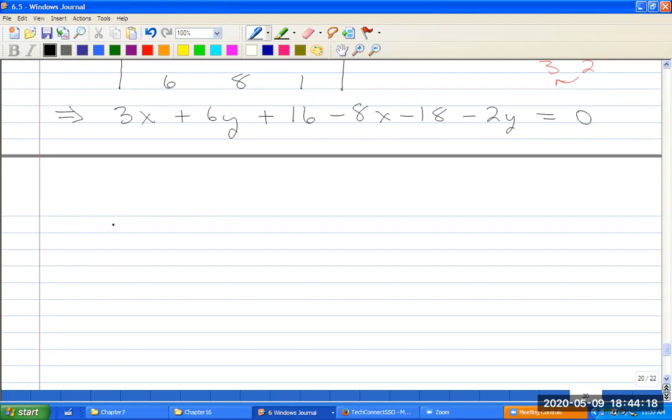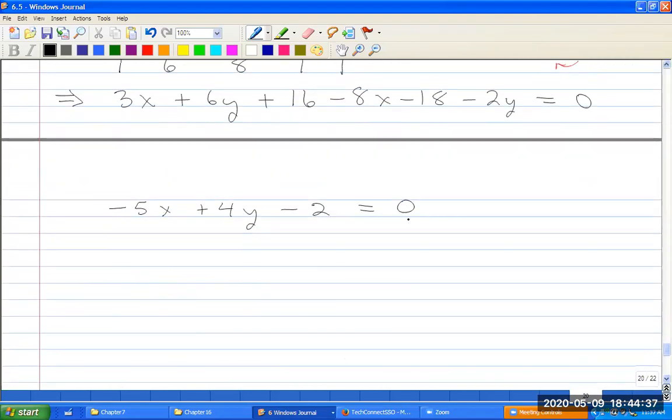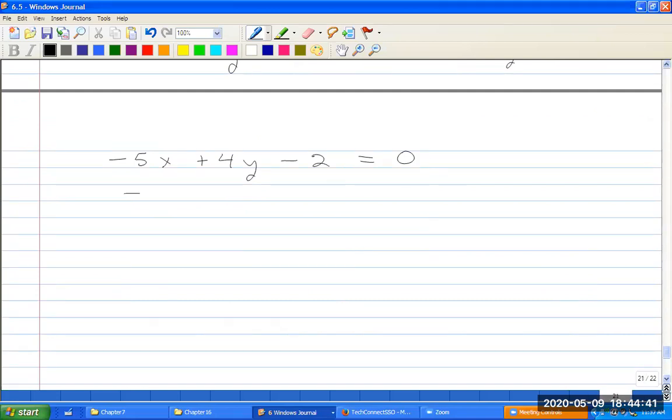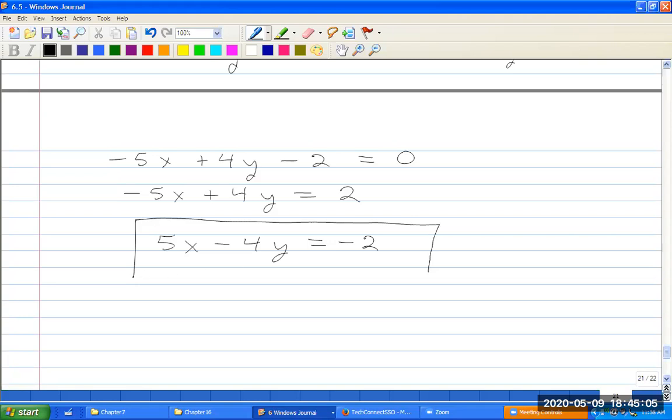And so I get minus 5x plus 4y minus 2 equals 0. I want to write this in standard form, so I'm almost done. Let's add 2 to both sides of my equation. And so I get negative 5x plus 4y equals 2. Let's multiply everything by negative 1. So I get 5x minus 4y equals negative 2. Now it's in the preferred form for standard form, where there are no common factors, the coefficient in front of x is greater than 0, and they're all integers.